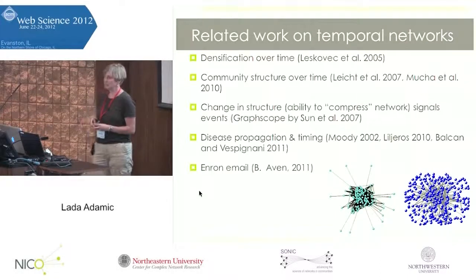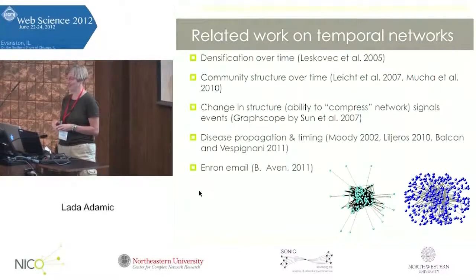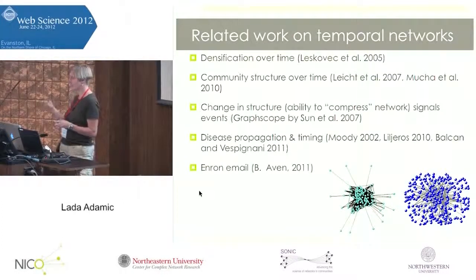Now, there's been nice prior work on temporal networks. In fact, at the NetSci conference, there was an entire session just on temporal networks. And here's some earlier work. For example, we know that networks densify over time. We know that the community structure can change, and sometimes those changes signal some other process happening. For example, the Supreme Court shifting in ideology.